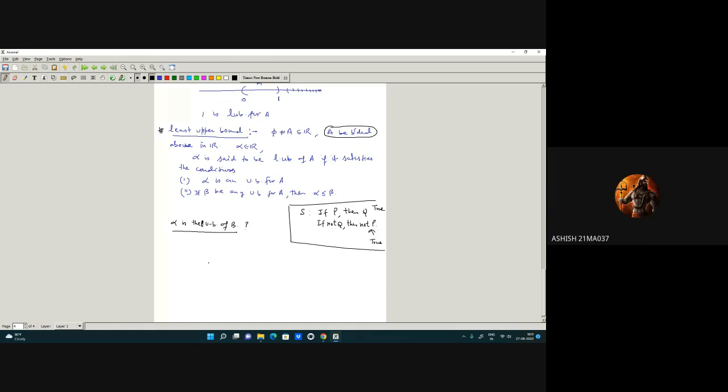Sir, we need to check that alpha should first be an upper bound of B. Yes, go slow. The first question to ask is: is alpha an upper bound of B or not? If alpha is not an upper bound for B, then it cannot be the least upper bound. So first we check that, and if it passes, then I have to go to the second one.